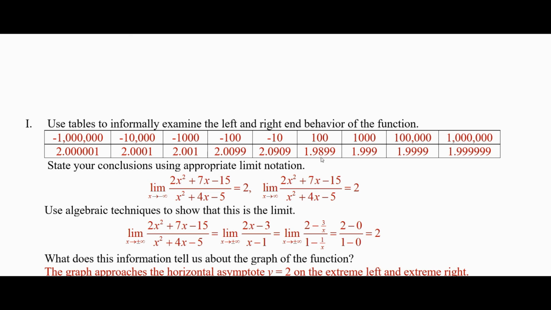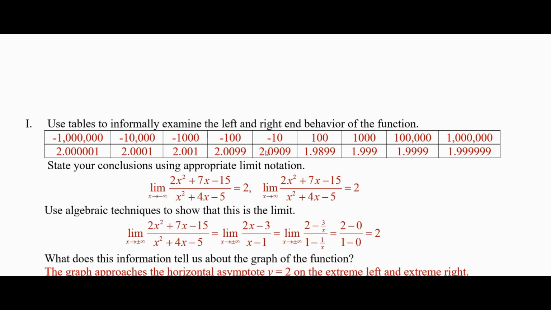And so we see that these are always a little bit less than 2, but they're getting closer and closer to 2 as we go out to the right. That indicates a horizontal asymptote of y equals 2 on the right side. So the limit as x goes to infinity of this function is just 2. As we go to negative infinity, it also approaches 2.